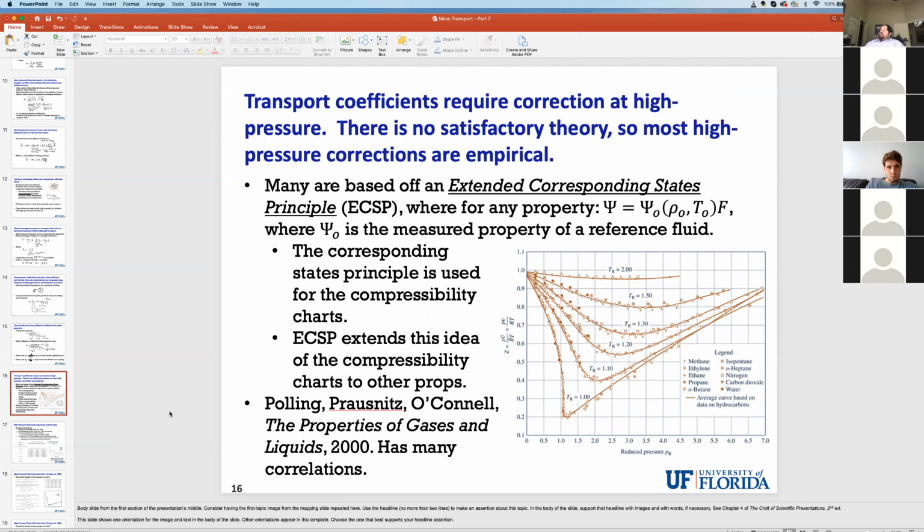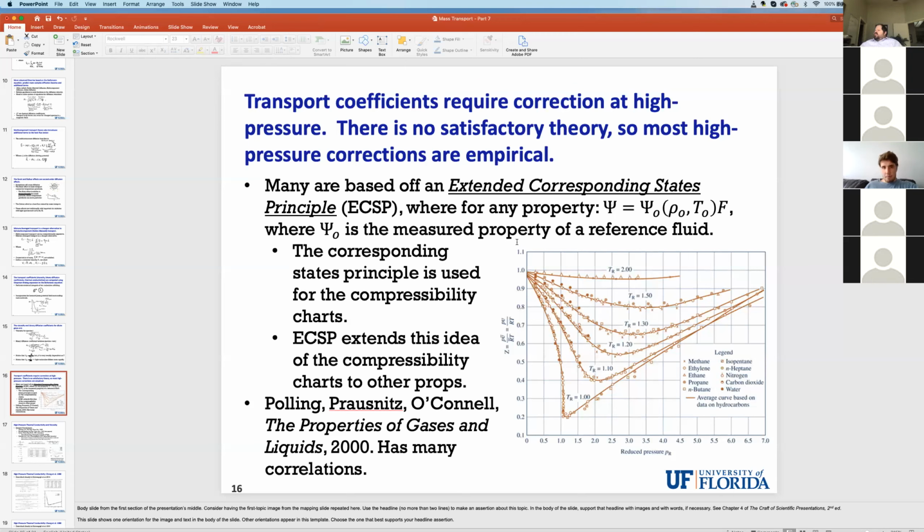Now, if we want to extend these to high pressure gases, there is really no good theory for that to date. There have been some attempts to use the Boltzmann approach for super high pressures, but those haven't worked very well. Most of the high pressure corrections to the viscosity and the mass diffusivities are largely empirical curve fits, and many are based off of the so-called extended corresponding states principle, where for any property psi, this could be viscosity, it is equal to the viscosity of a reference fluid multiplied by some bogey factor F.